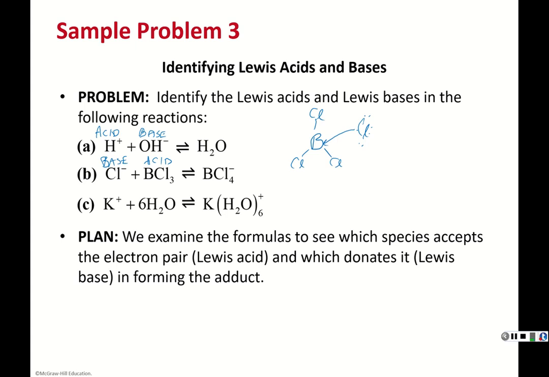Okay, finally, we have our small cation, potassium, being coordinated by 6 water molecules. Remember, those water molecules are now going to be donating electrons to that positively charged metal, so they will be our base. And potassium is accepting those electrons, so it is our acid.